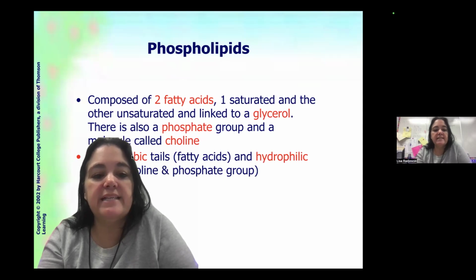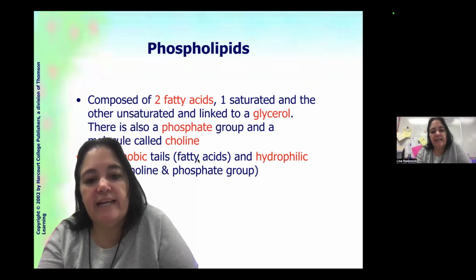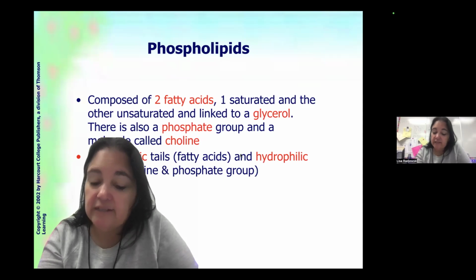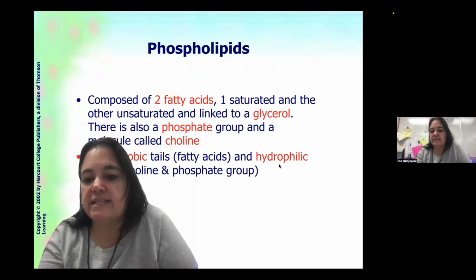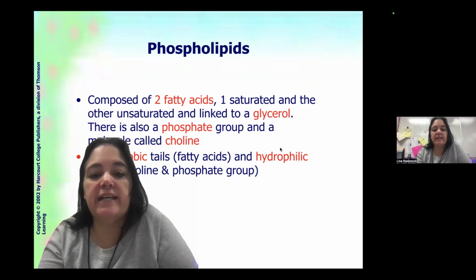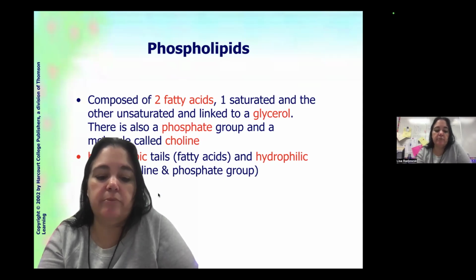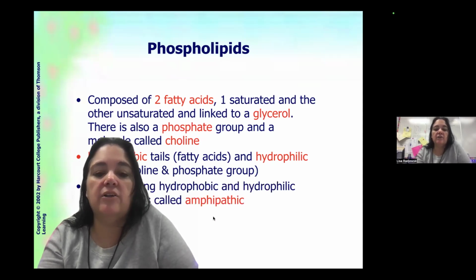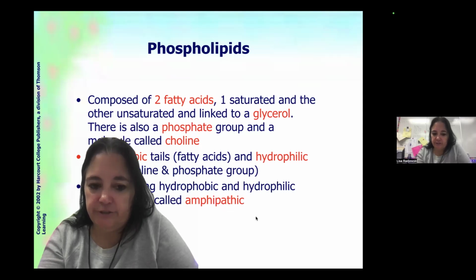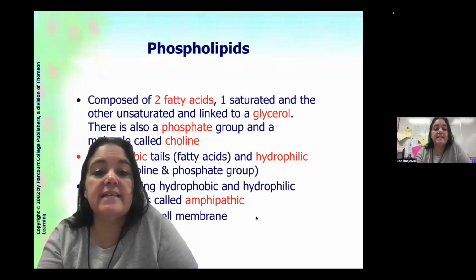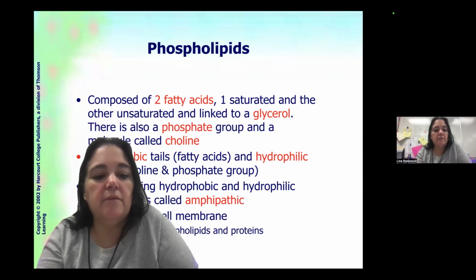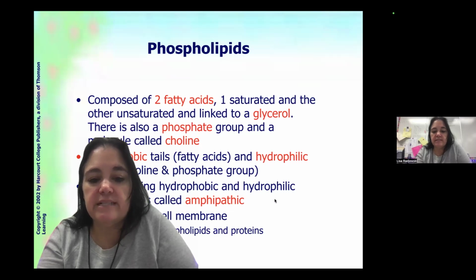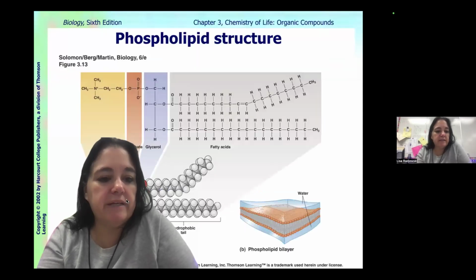Phospholipids are different because part of their molecule, the fatty acids, is hydrophobic and hates water, but they have this phosphate group and this choline group, which love water and are hydrophilic. So you have a molecule that has a hydrophilic end and a hydrophobic end, and that is called an amphipathic molecule. And this is a structural lipid. It makes up the cell membrane. There's 2 layers, phospholipids and proteins, and when we learn about cells, we'll learn more about the cell membrane. But this is what we got here.